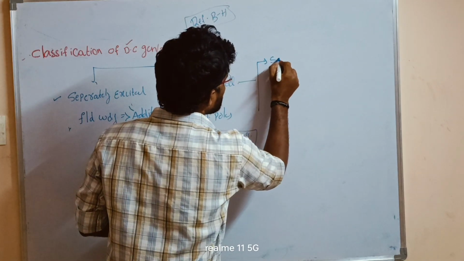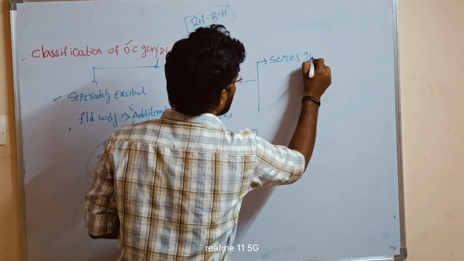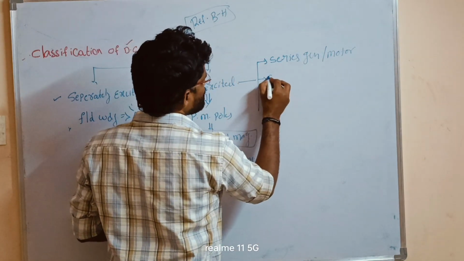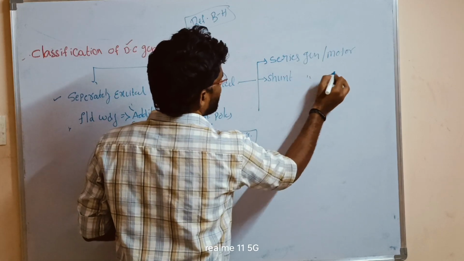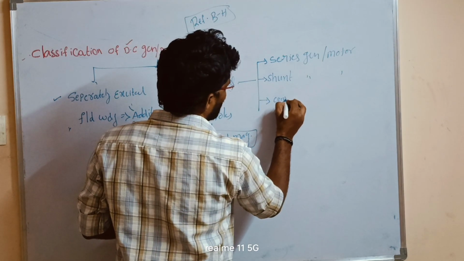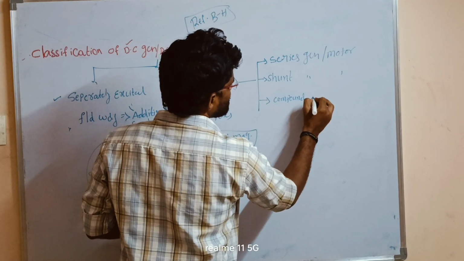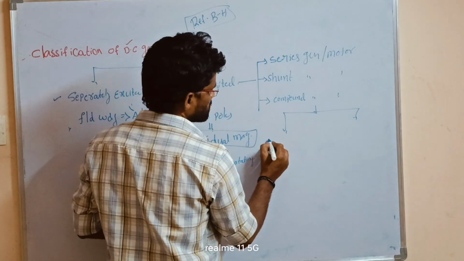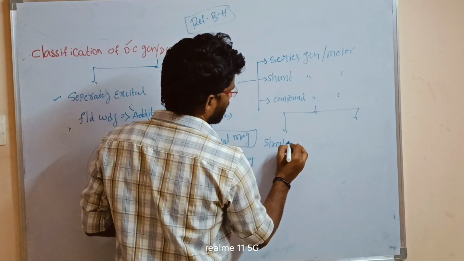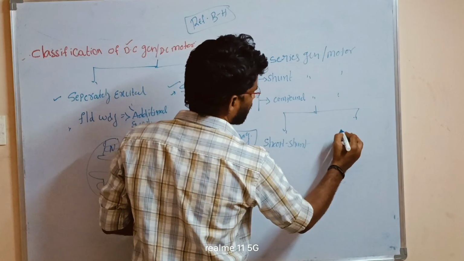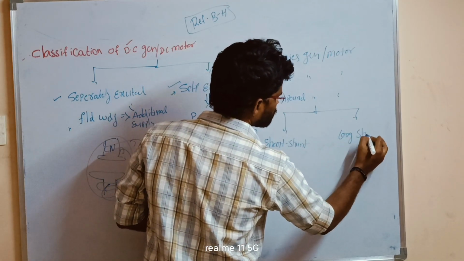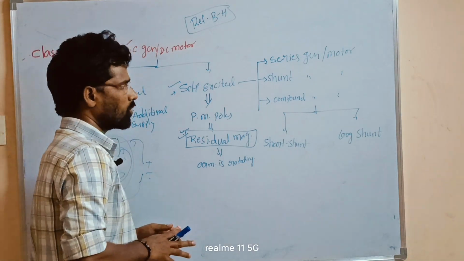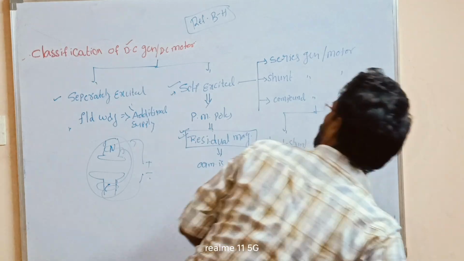One is the series generator or motor also. In parallel, we discuss the motor concept. The second one is the shunt generator and motor. Another one is the compound generator and motor. The compound generator and motor are again of two types: one is short shunt and another one is long shunt generator or motor. So these are the classifications of DC generator.